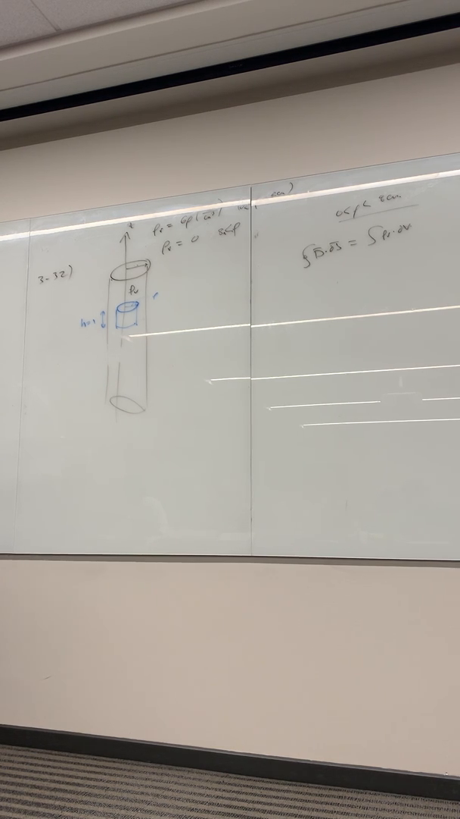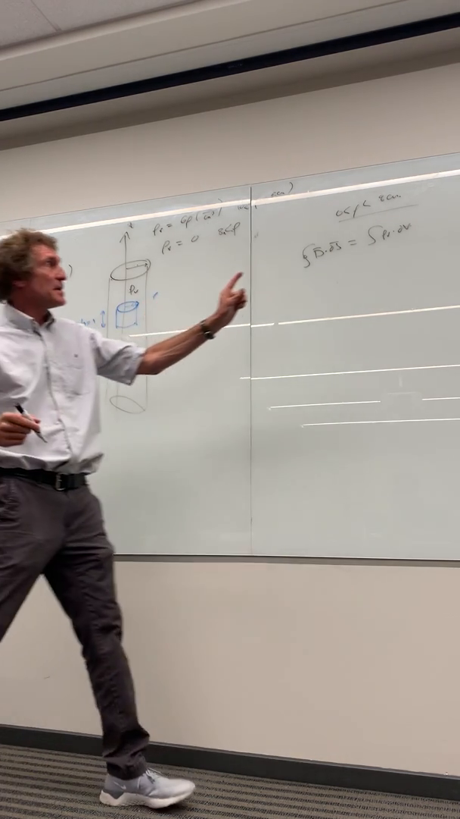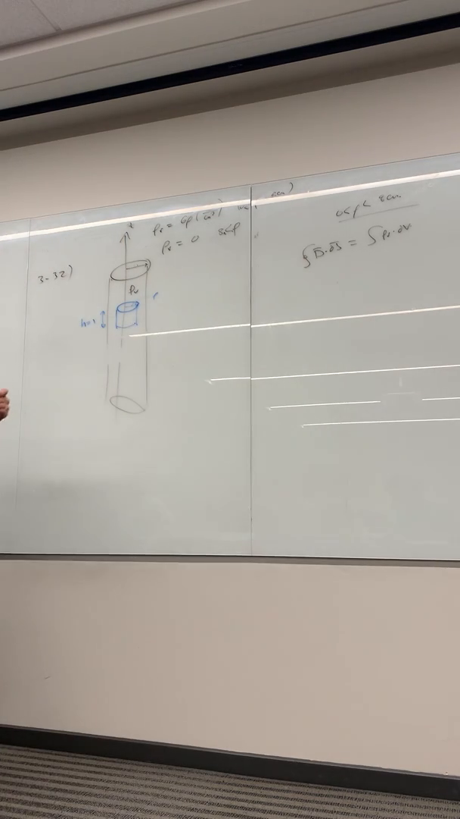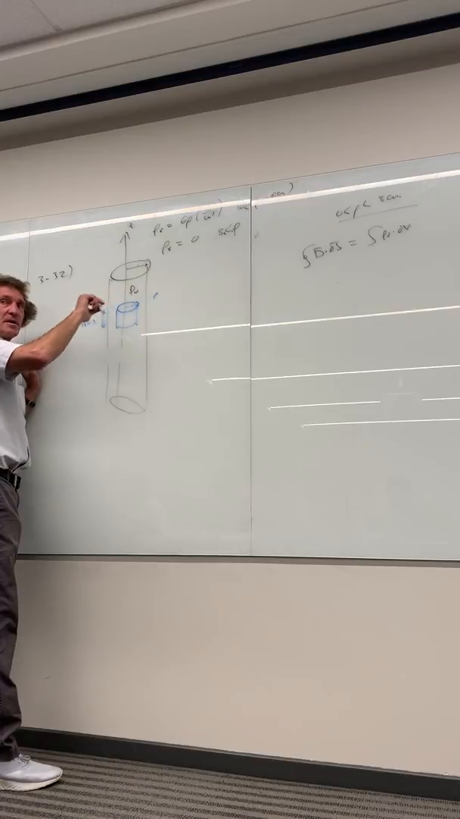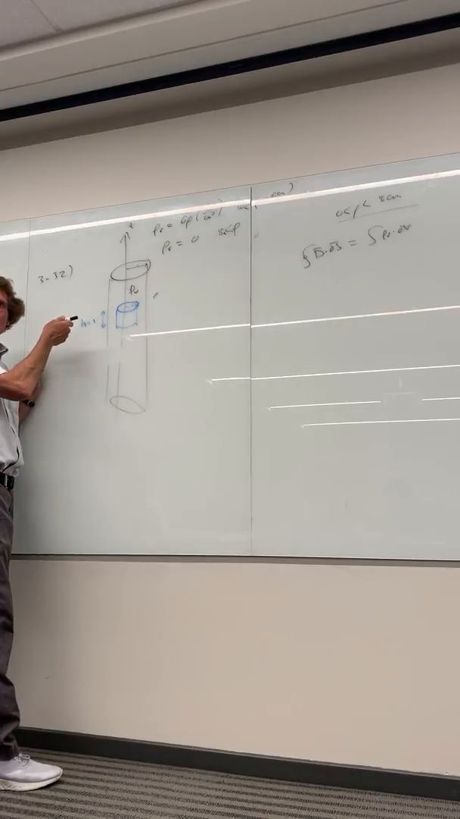Now, this is important. This is the integral of D dot dS, the vector product with the surface. Do you realize the D field is always in the radial direction? Can you all give me that one? It's cylindrically symmetric, so the D field has to be in the radial direction. Agreed, class?